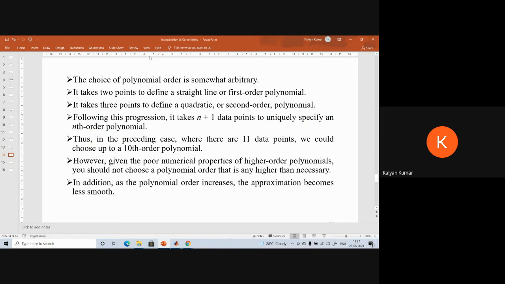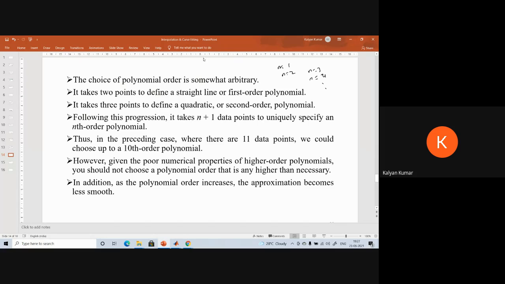We have seen first order, n equal to 1, and second order, n equal to 2. Like that, you can go for n equal to 3, n equal to 4, and so on. If you go on, the curve will come closer to the points and it will become smoother. But when you go beyond a certain limit, the curve will deviate from the existing points.